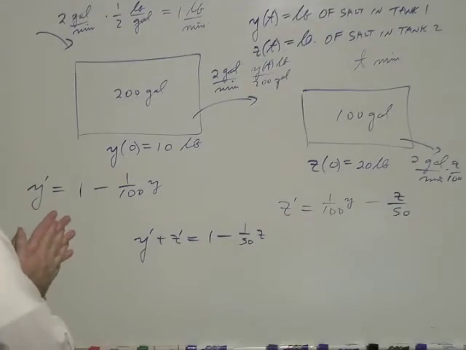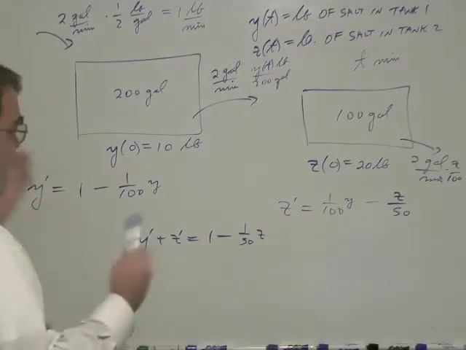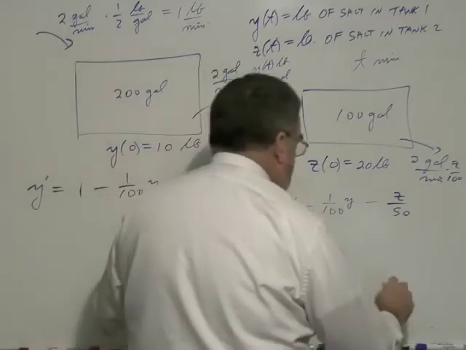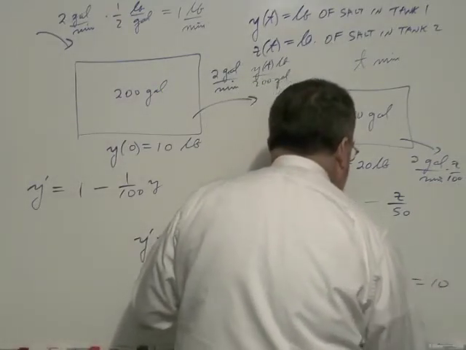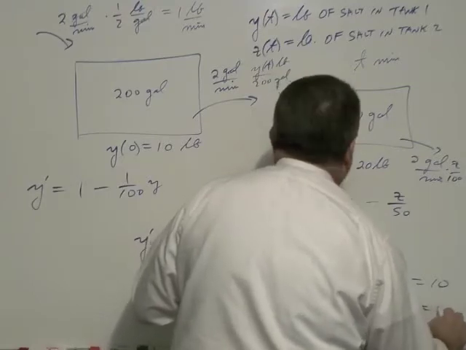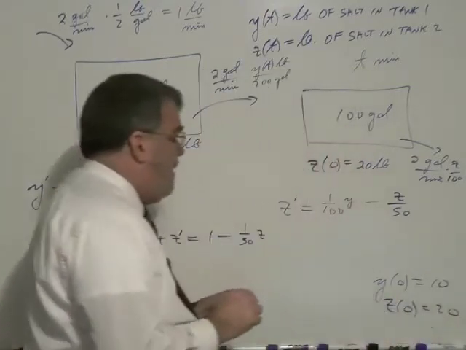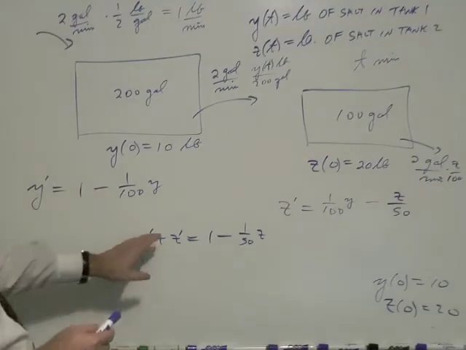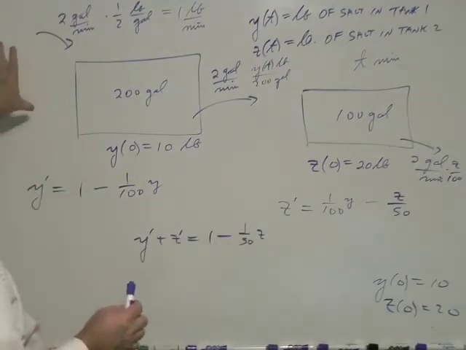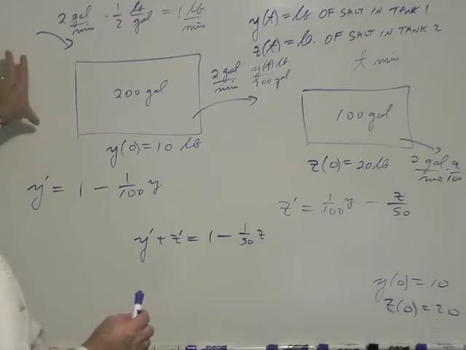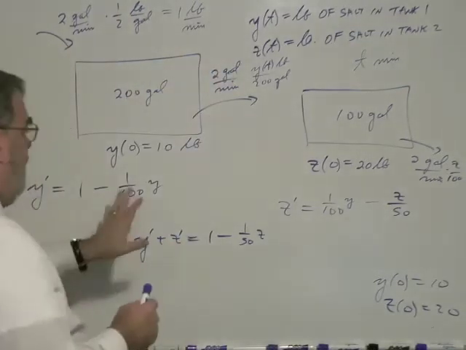I'm going to do some erasing here because I just need room to work. So let me put our initial conditions down here so I don't forget them. So y at 0 is 10, z at 0 is 20, and we have these two equations to work through. I'm going to erase all this stuff up here because I don't think I need it anymore, and then work these equations out.